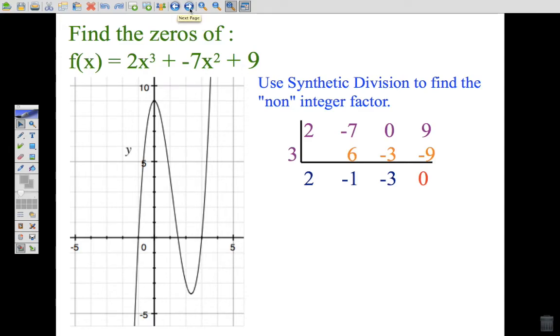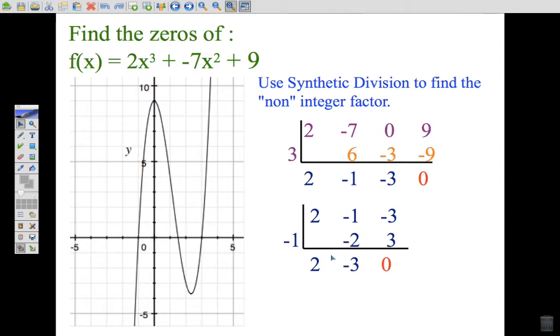But remember, there was another place, another integer, where the graph crosses the x-axis, and that's at negative 1. So now, using our answers of the previous problem, the 2, the negative 1, and the negative 3, we will do synthetic division yet again. Pull the 2 down. 2 times negative 1 is negative 2. Fill it in up here. Add down this column to get negative 3. Negative 3 times negative 1 gives me 3. Add down this column, and again, we must get a 0 for what would be our remainder.